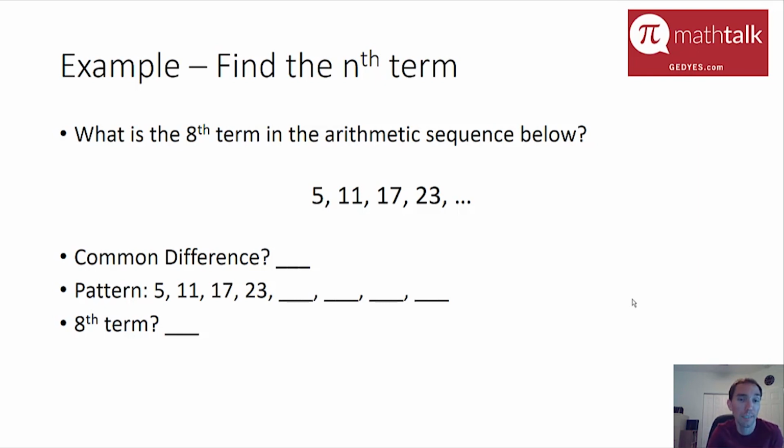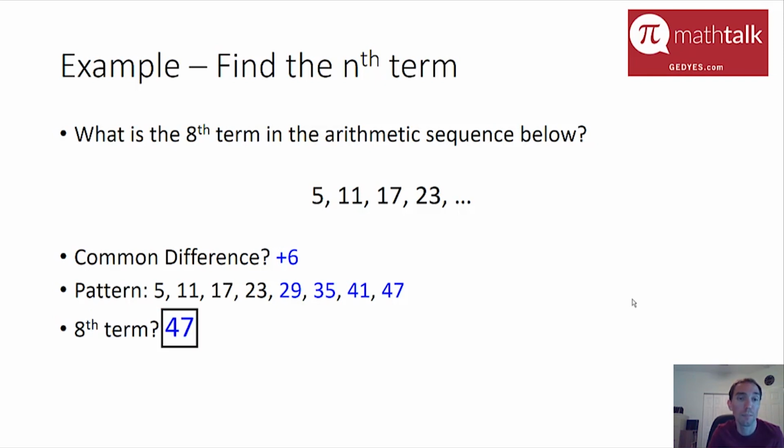So what is the common difference here? It's positive 6. We're adding 6 every time. 5 plus 6 is 11, plus 6 is 17, plus 6 is 23. And we're going to continue that. 23 plus 6 is 29. Add another 6, you get 35, 41, and then 47. And so the 8th term in this sequence is 47.